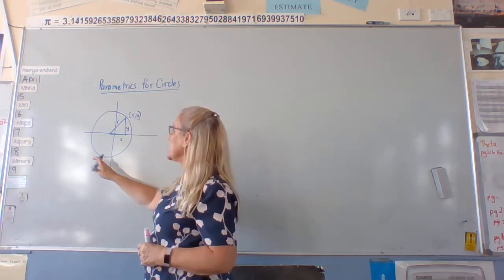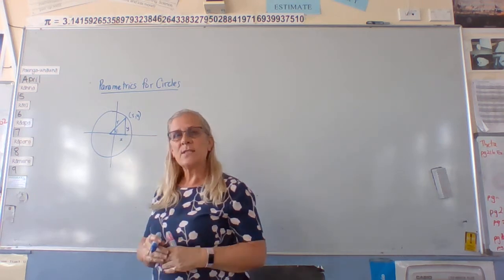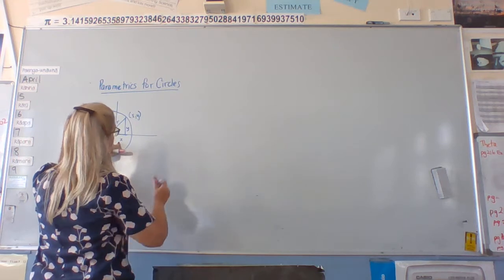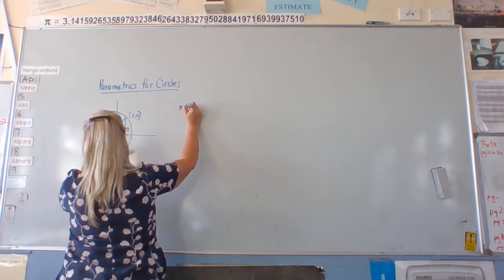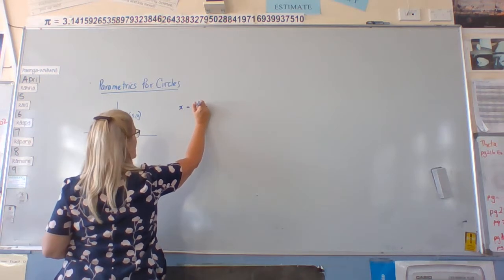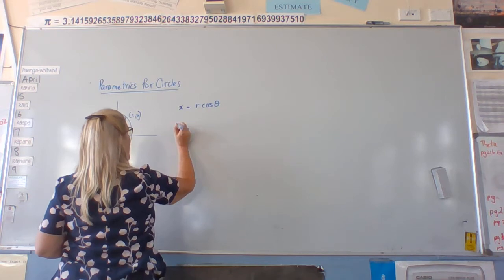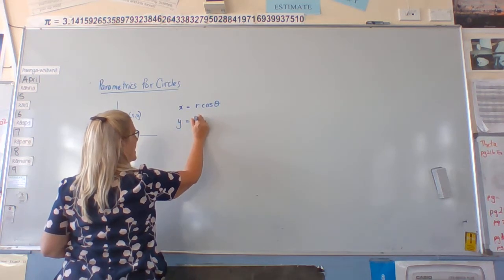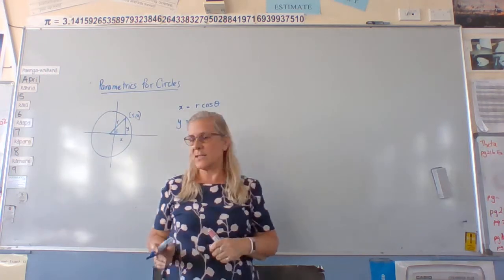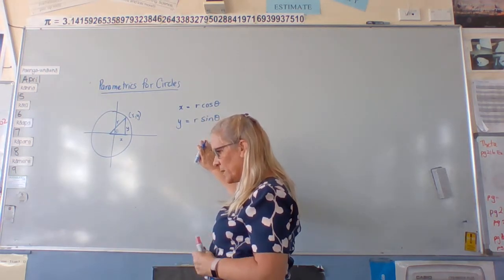can be found as it goes round and round using trigonometry. So we're using sine and cosine. The x distance is x equals r cosine theta, and y equals r sine theta, because y is the opposite and x is the adjacent. So we've got these equations here that are going to go round and round.